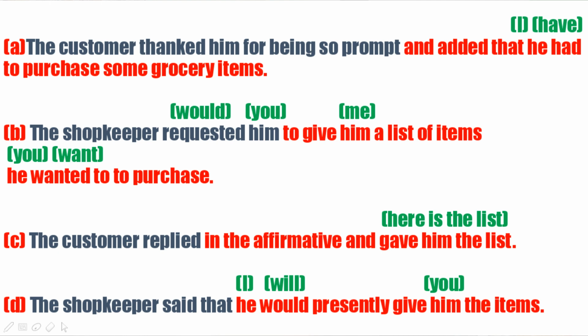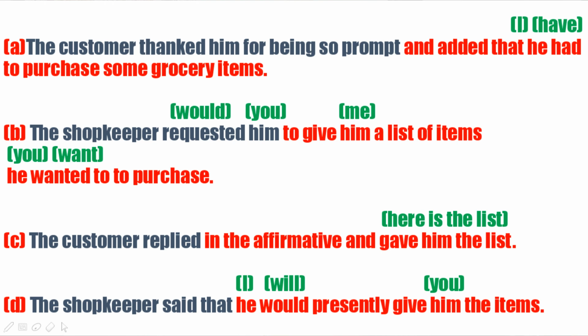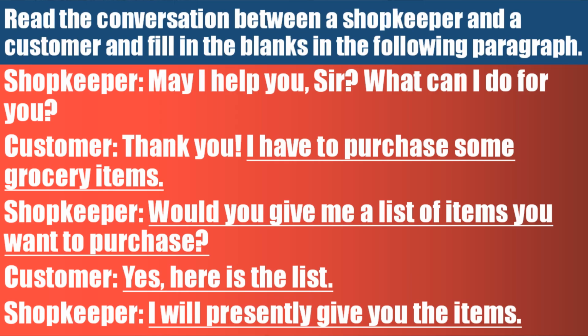This one, this is the rough work. The blue part is the part which has been taken from the paragraph. Okay, the green part is the part which has to be changed into indirect speech. You will see, I will explain soon. Okay, now coming to the first one, go back to the original conversation. I have to purchase some grocery items. Who is speaking? Customer is speaking.